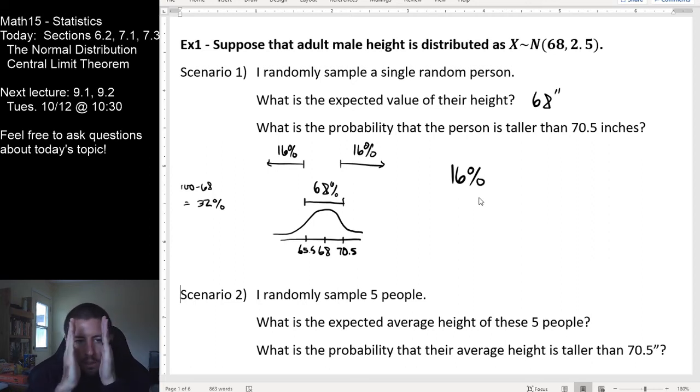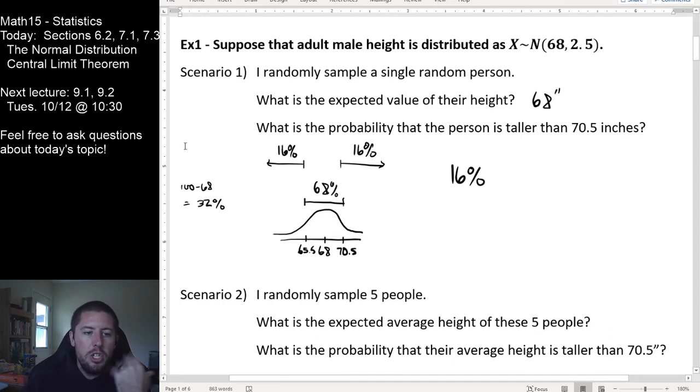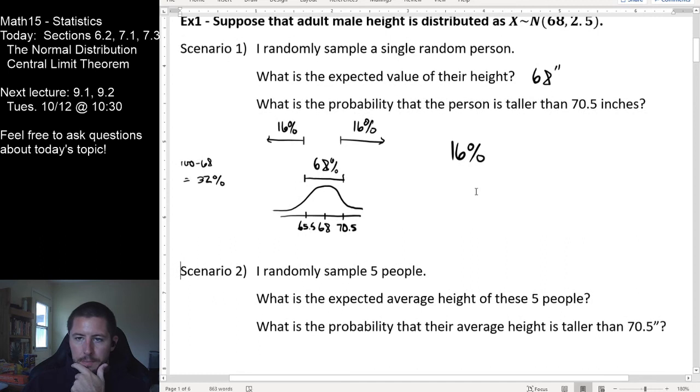The middle 68% covers one standard deviation from average. So the remaining 32% gets split up into the two tails. That's 16% per tail. 16% of people are more than one standard deviation above. 16% of people are more than one standard deviation below. That's exactly the answer to my question.